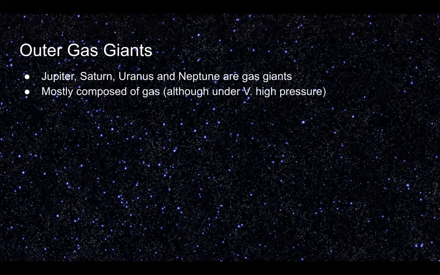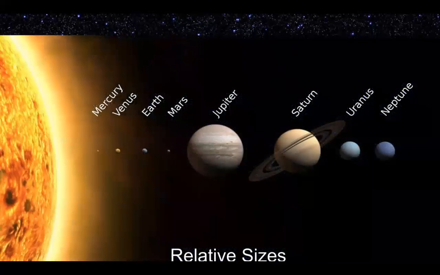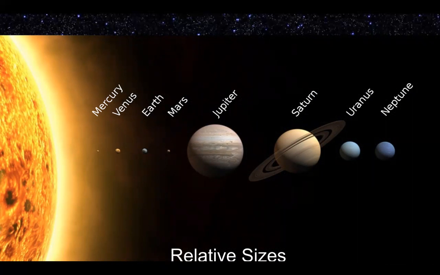The outer gas giants comprise Jupiter, Saturn, Uranus and Neptune. They're mostly composed of gas, although under very high pressure and quite exotic in their nature. They're formed from the majority of the solar nebula that didn't form the sun. Because they've got a lot of mass, they've got a high gravitational pull. And this gives you an example of the sort of comparative sizes of the sun and the planets. You can see that we are in the minor league here, and Jupiter and Saturn compose the vast majority of gases outside the sun. Uranus and Neptune bring up the remainder.